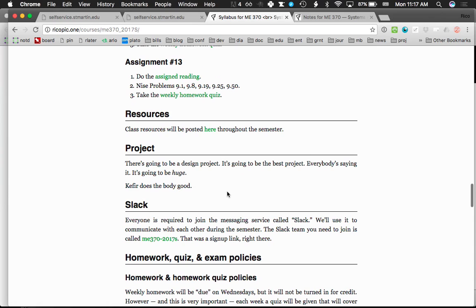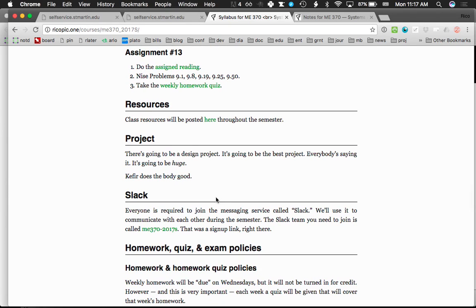Class resources are there. Project: it's going to be a design project. It's going to be the best project. Everybody's saying it. It's going to be huge. And also, related to this is kefir does the body good.